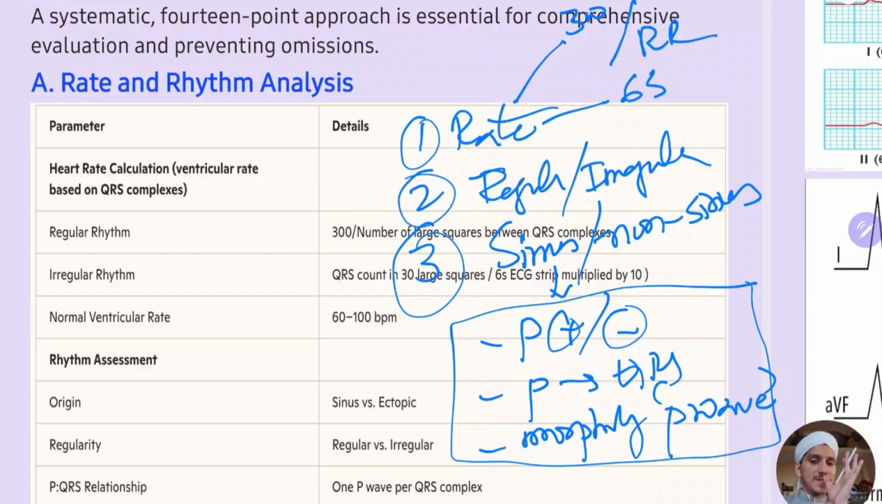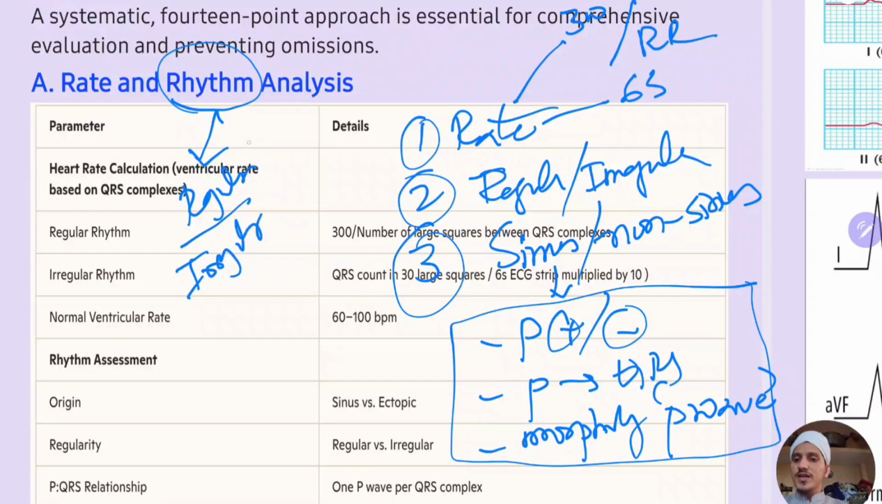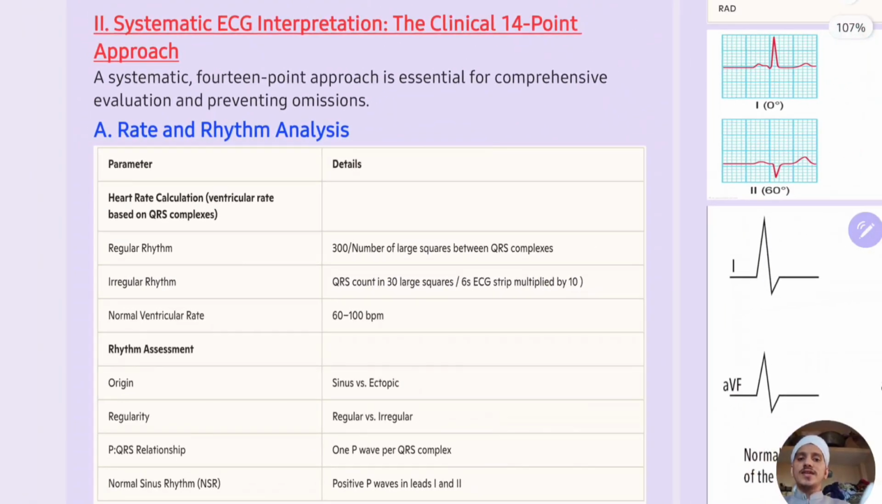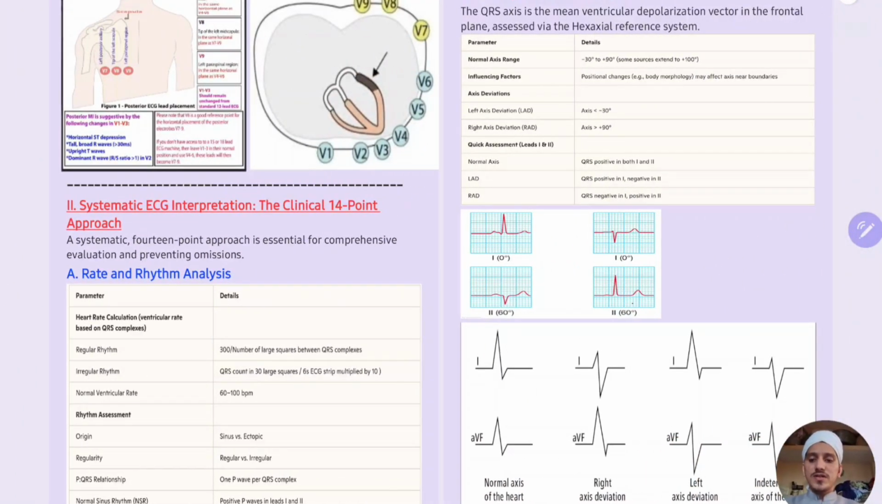So these things you will see first of all: regularity, then rate, then sinus or non-sinus rhythm. That is the first thing you will analyze. So in rhythm there are two things: whether the rhythm is regular or irregular, and whether the rhythm is sinus or non-sinus. That is in brief about how to know the rate and rhythm. Rhythm constitutes two things: regular or irregular, and sinus or non-sinus.